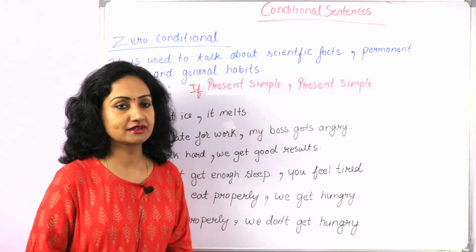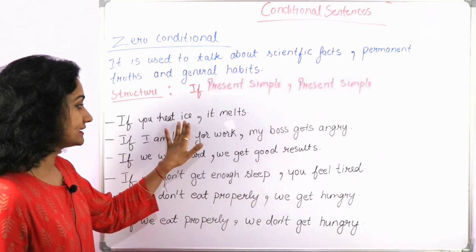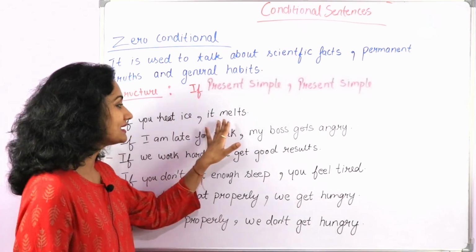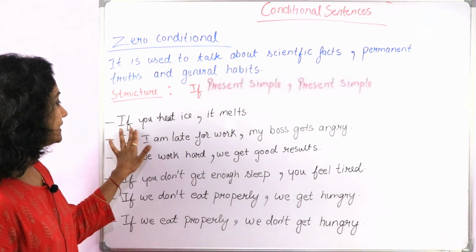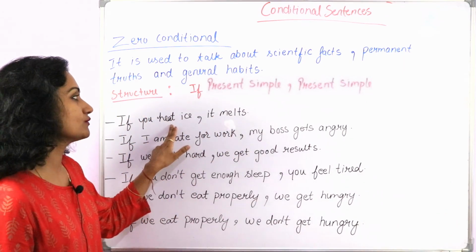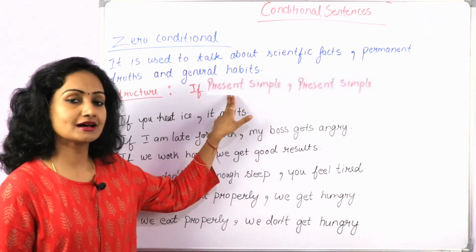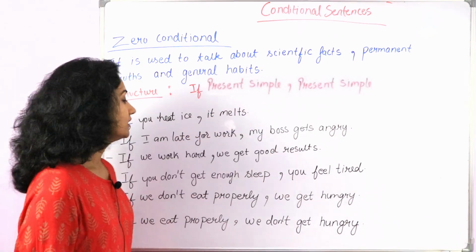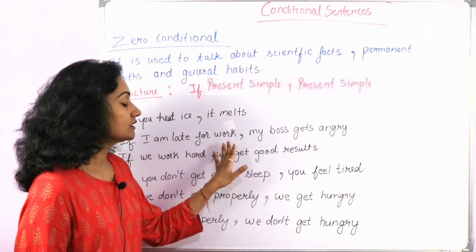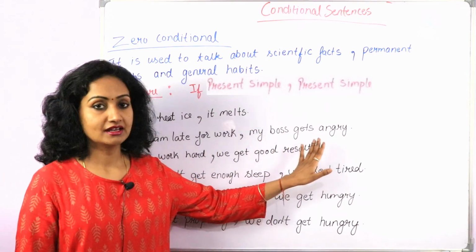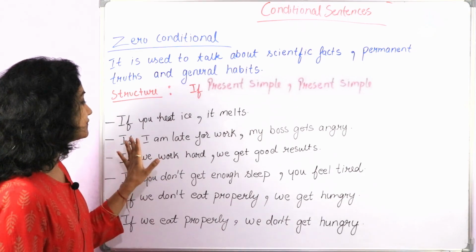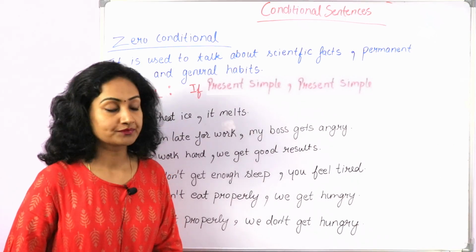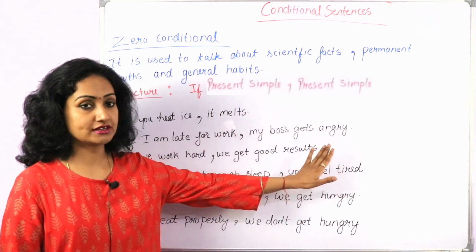Now let's go through some examples. If you heat ice, it melts. If you heat ice, then what happens? It melts. So this is a scientific truth. If, then subject plus first form of the verb. If, then present simple, and then comma, and then it melts, again present simple. If I am late for work, my boss gets angry. You can make a question also. If you get late for work, then what happens? Then my boss gets angry.